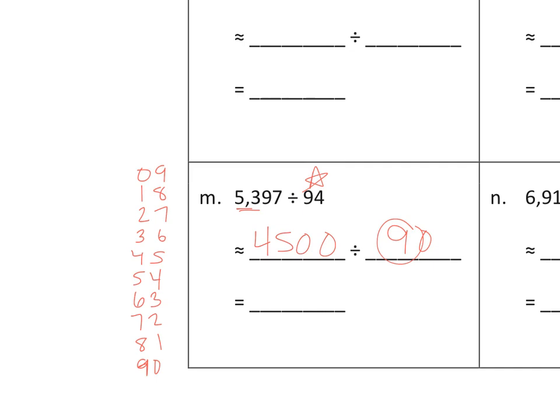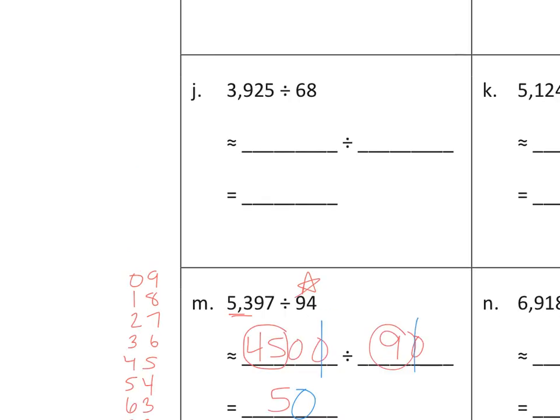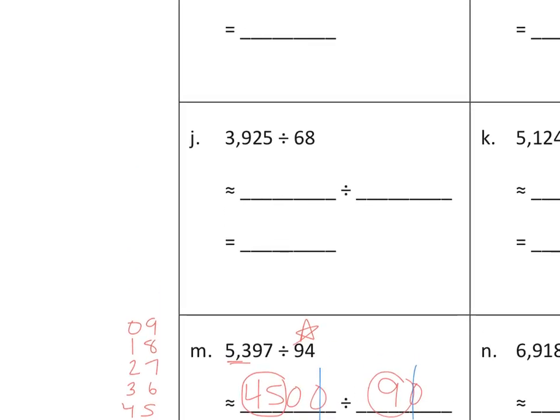So I'm going to circle the basic math fact, that's the wrong one, of 45 divided by 9. That's going to give us 5. And I'm going to cross off my 0 in 90 and cross off the 0 and 4,500, and the quotient is 50. Let's move up to J.